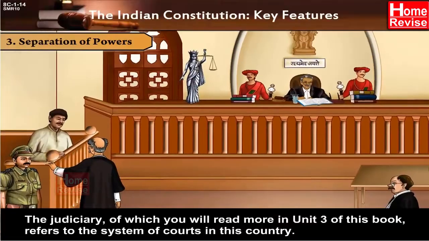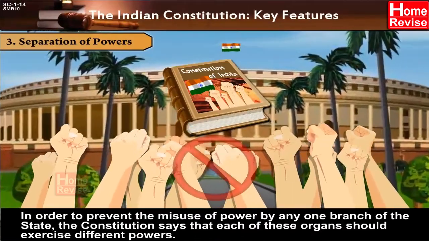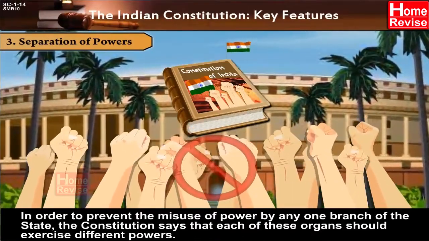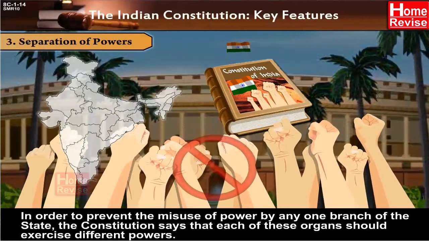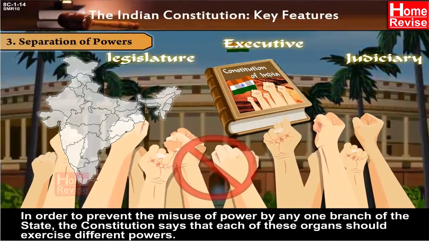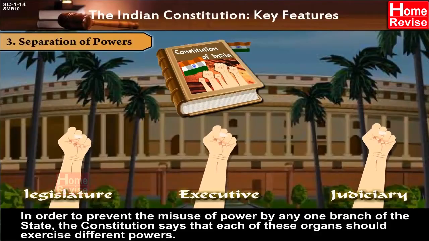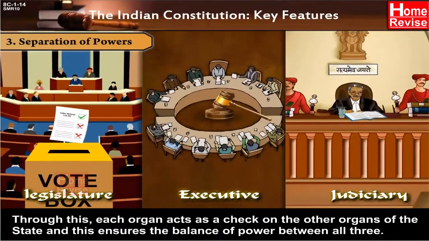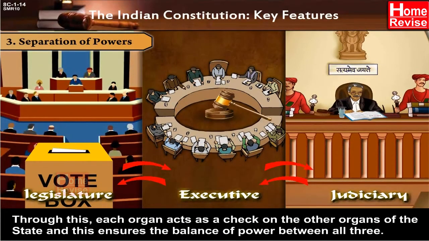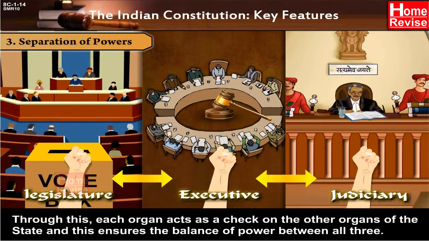In order to prevent the misuse of power by any one branch of the state, the Constitution says that each of these organs should exercise different powers. Through this, each organ acts as a check on the other organs of the state, and this ensures the balance of power between all 3.